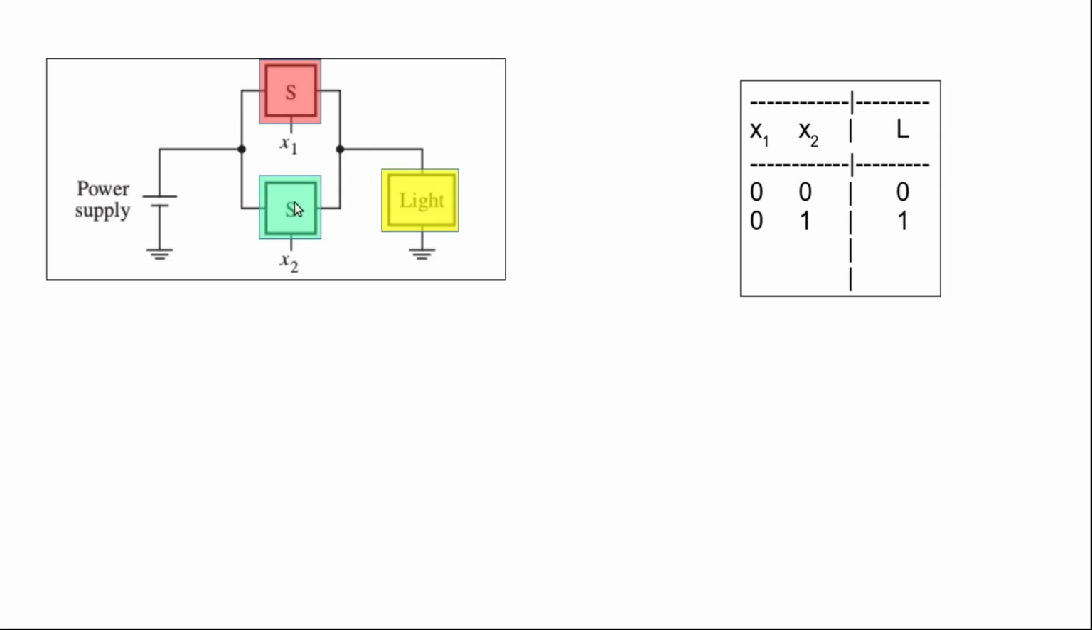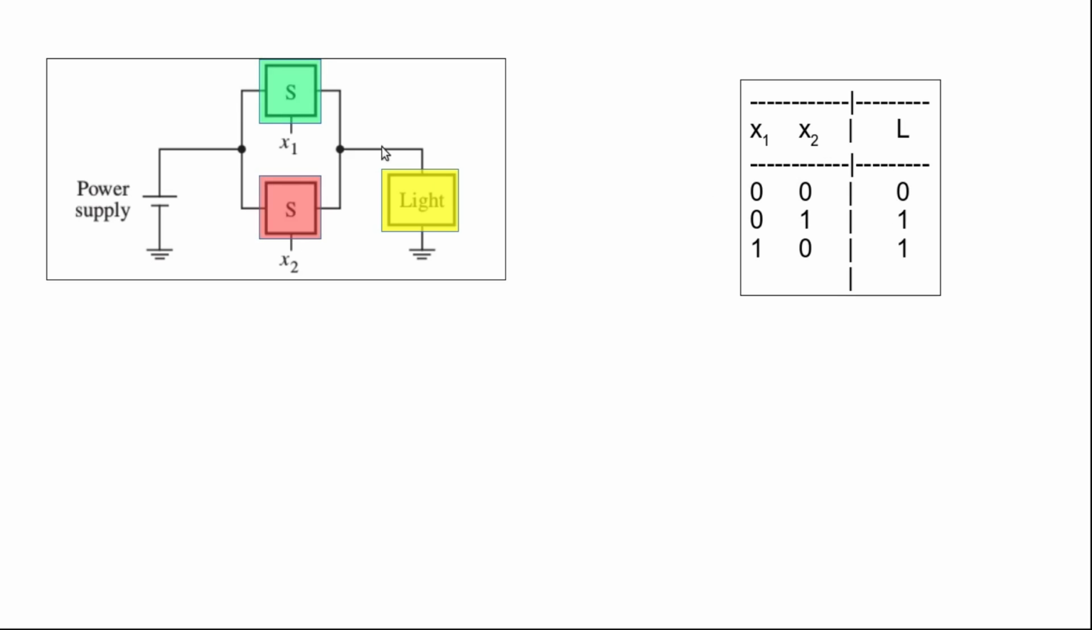But if we turn on the switch x2 and our switch x1 is off, now we have a path which is closed. The path through switch x1 is broken, but the path through switch x2 is closed, and hence there will be flow of current here and the light will be on. Thus we can say that when x1 is 0 and x2 is 1, output L will be equal to 1.